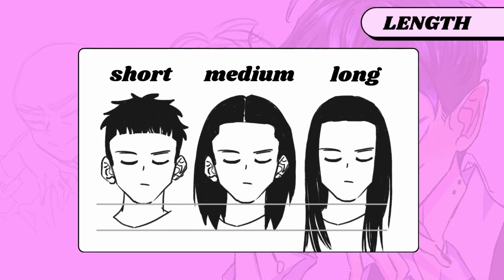Characteristics. I like to think of hair length in 3 different sizes. There are others, but I like to keep it simple. Short. Short hair usually goes up to the chin. Medium. It can go up to the shoulders. Long. From shoulder height and beyond.